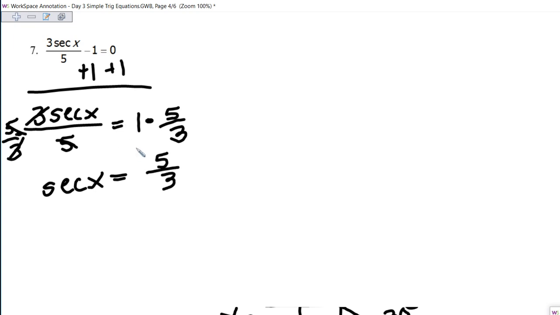Do I have a secant button on the calculator? So I have to change this to cosine, and what would the cosine of x be? 3/5. I want you to go ahead and finish that problem. This is the easy part. I want you to do the more challenging part, but it's still not that challenging.